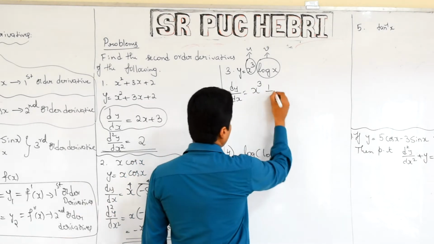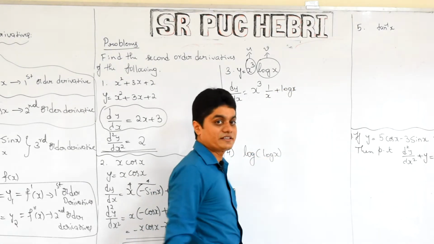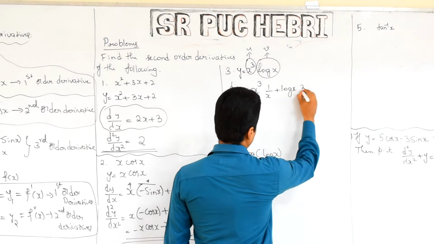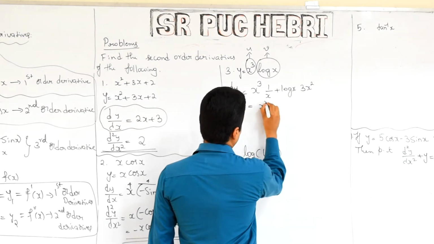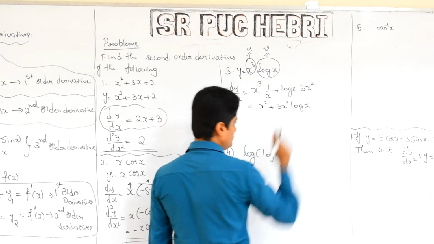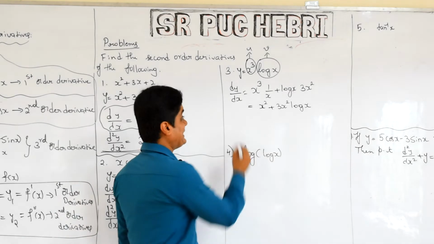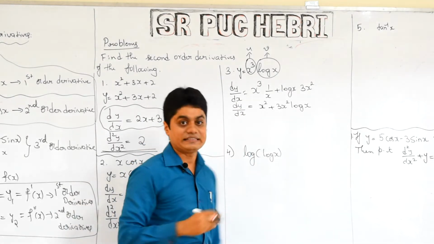Very good. 1 by x plus log x into differentiation of x cube ಏನಾಗುತ್ತೆ? Yeah, 3x square. Correct ಅಲ್ವಾ? ಇದನ್ನ ಹೇಗೆ ಬರೀಬಹುದು? x square plus 3x square into log x. Right now? This is dy by dx and the first order derivative. So in ಕೇಳಿದರೆ second order derivative.